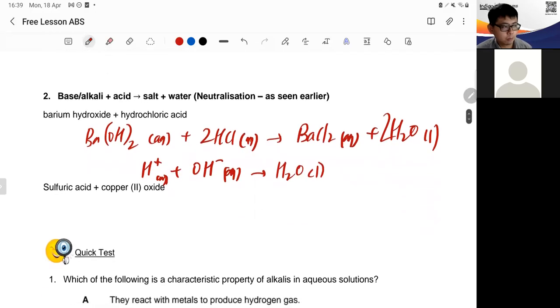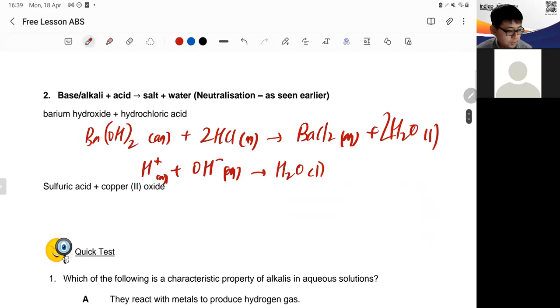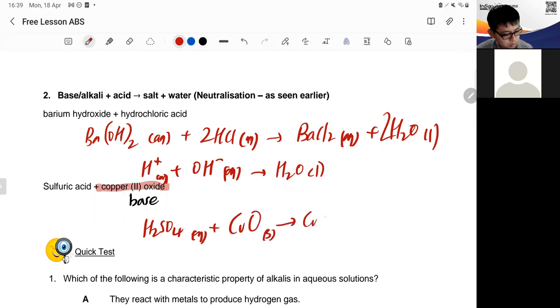Sulfuric acid plus copper oxide. Okay, it's a base. This is not an alkali now. This is a base. Now let me just write it here in case you forgot. The full equation: sulfuric acid plus base gives you salt and water.